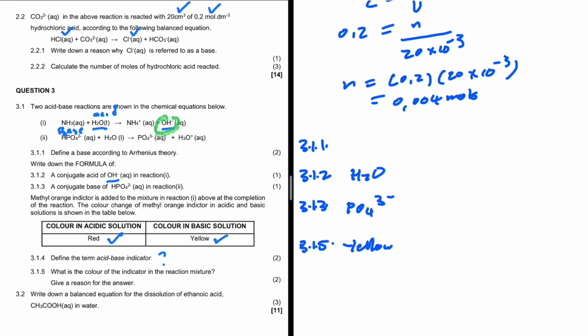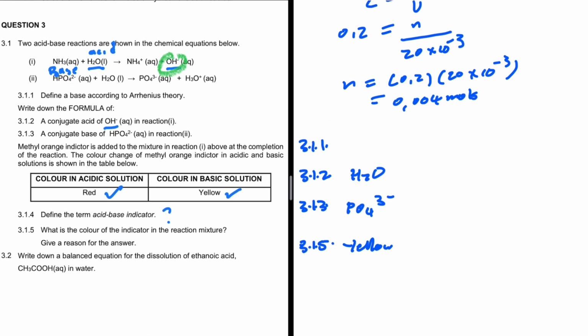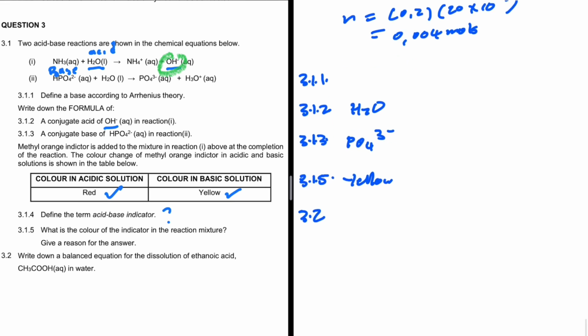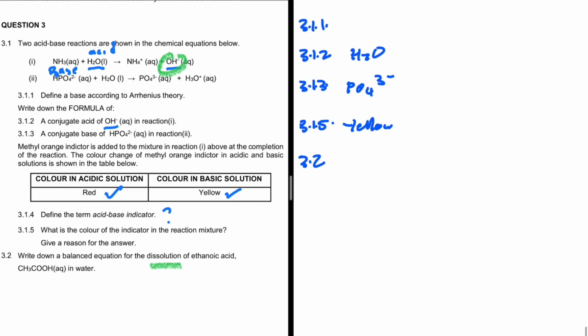Okay, and then 3.2. Let's take a look. Let's see what is happening here. 3.2. Write down a balanced equation for the dissolution of ethanoic acid. I'm not sure if this is the correct term where we're supposed to use dissociation, but okay. CH3COOH in water. Let's go ahead and take a look.